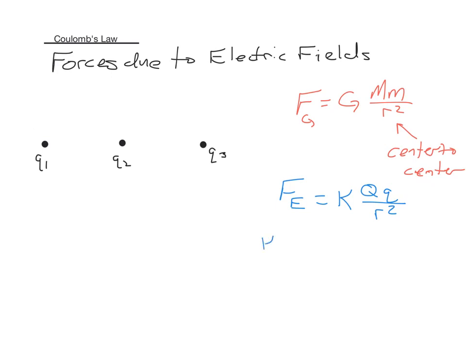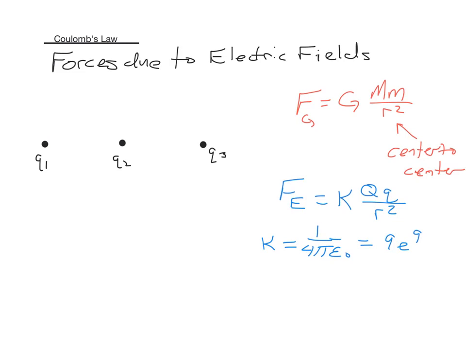K is equal to a constant, 1 over 4 pi epsilon naught, which we'll start to see in the later chapters. But the value of K is approximately 9 times 10 to the 9th.